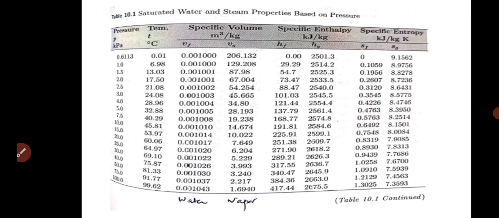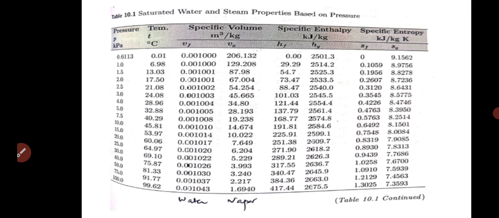Suppose when you are solving a numerical, you get a value which is in between this, then you can say that it is a wet steam. It is not saturated liquid also. Saturated liquid means 0.001 meter cube per kg.